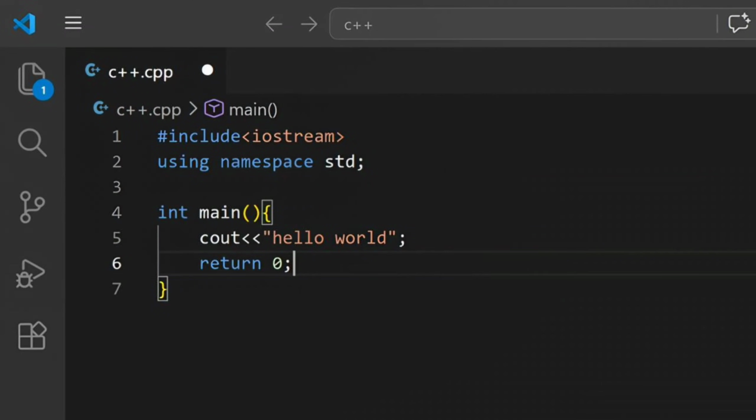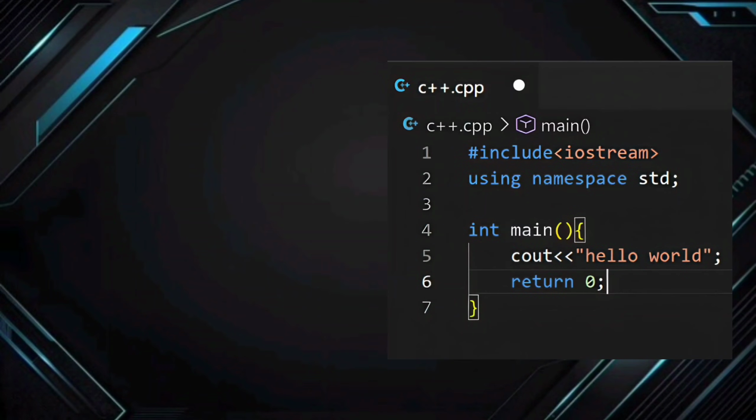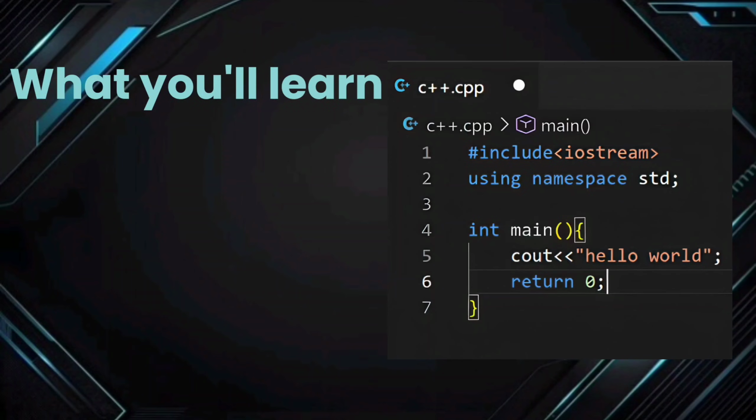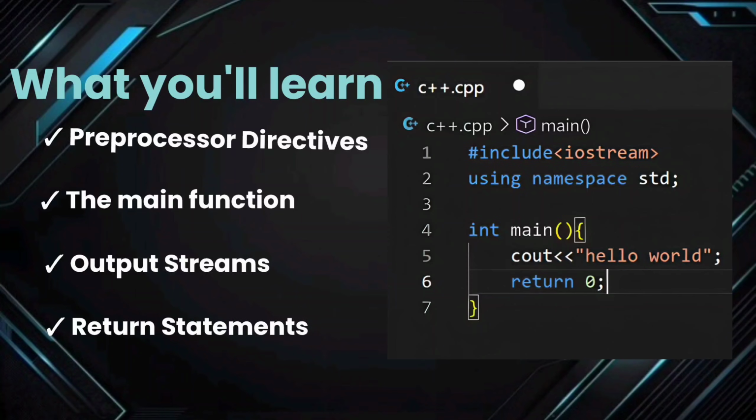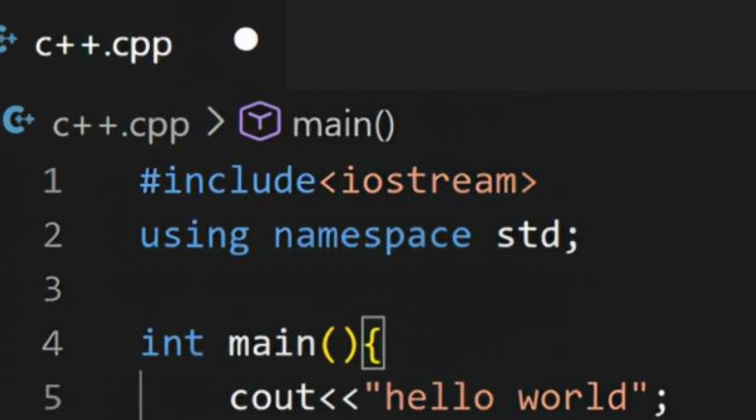By the end of this video, you'll understand every character in this program, not just how to write it, but why it works. In the next few minutes, we're going to break this program apart, line by line, keyword by keyword. You'll learn what the preprocessor does, why we need a main function, what streams are, and why we return 0 at the end. And I'll show you exactly what happens when things go wrong, so you never make these mistakes yourself. Let's start at the very top.